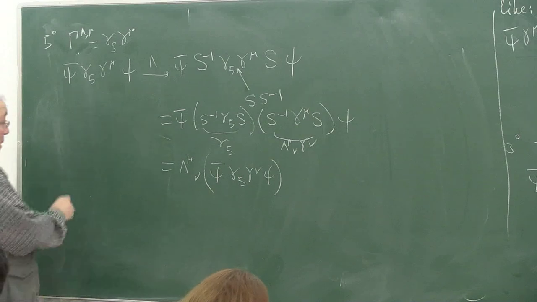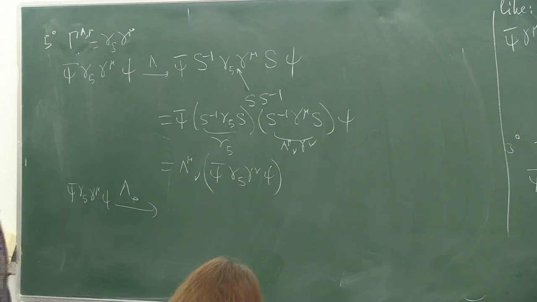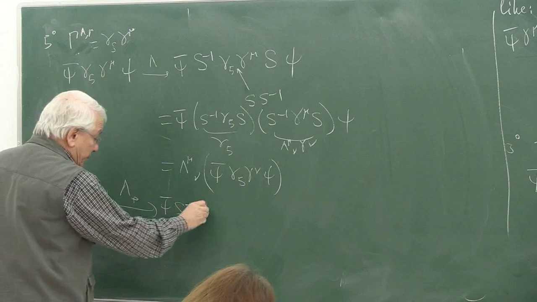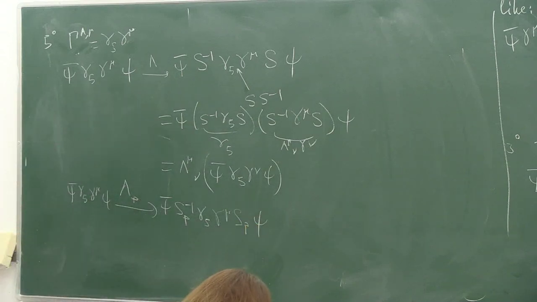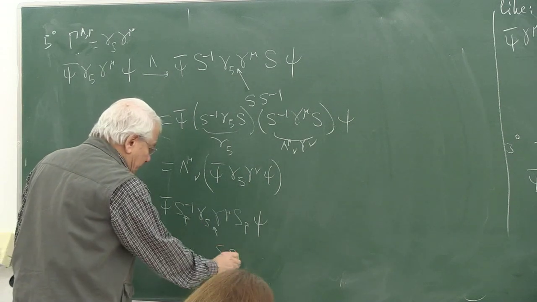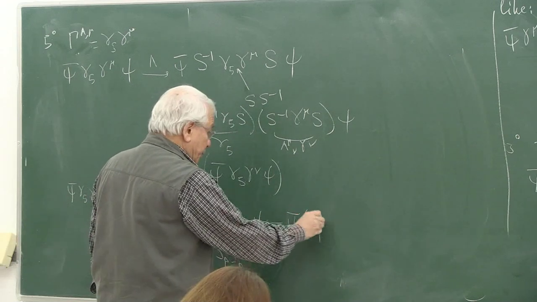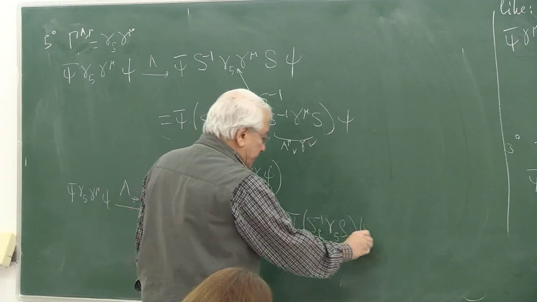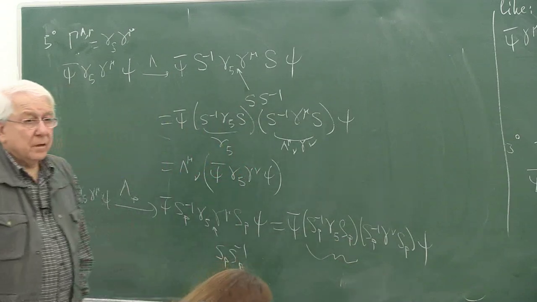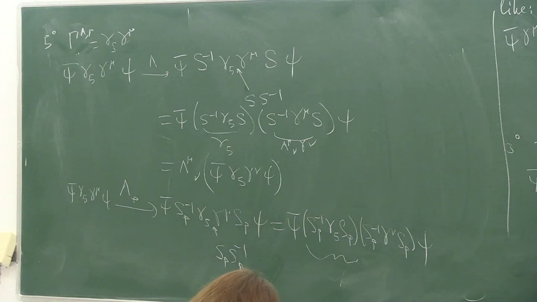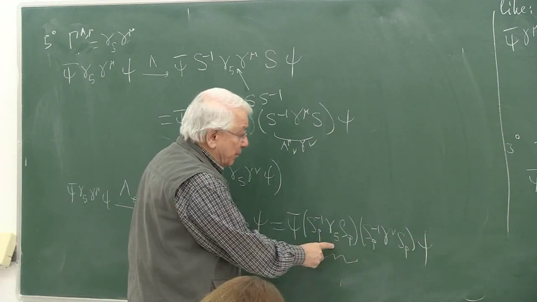Now the parity. ψ̄γ⁵γ^μψ under parity. So it is ψ̄S_P⁻¹γ⁵γ^μS_Pψ. Again, insert identities as always, S_P S_P⁻¹. And let's check: ψ̄S_P⁻¹γ⁵S_P times S_P⁻¹γ^μS_Pψ. The crucial point is here: γ⁵ and S_P. S_P is γ⁰ times a constant, right? Therefore, this is γ⁰, which anticommutes with γ⁵. It comes out here with a minus sign.